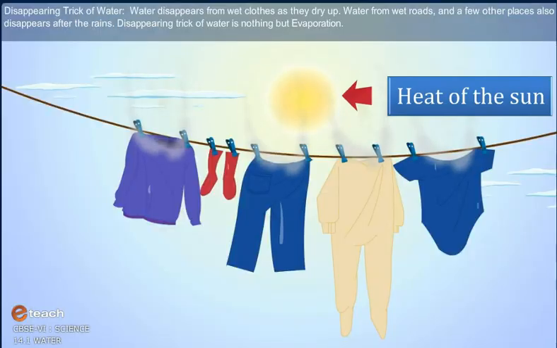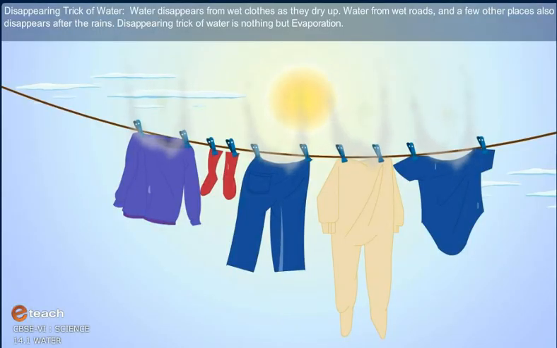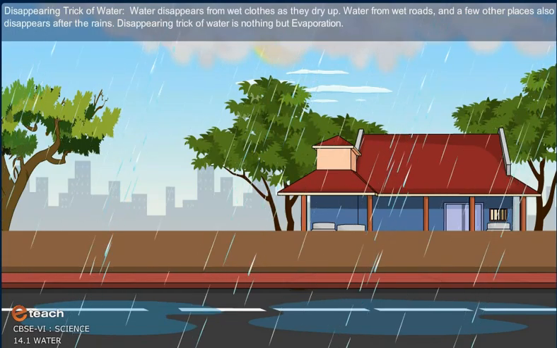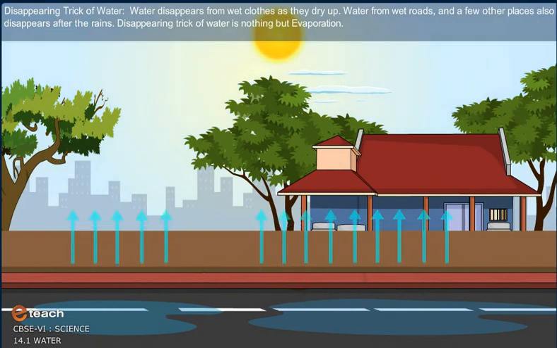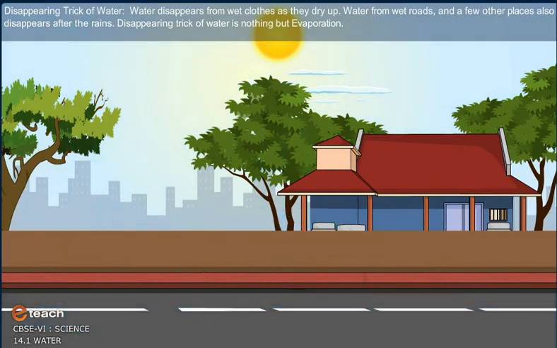Disappearing trick of water. Water disappears from wet clothes as they dry up. Water from wet roads and a few other places also disappears after the rains. Disappearing trick of water is nothing but evaporation.